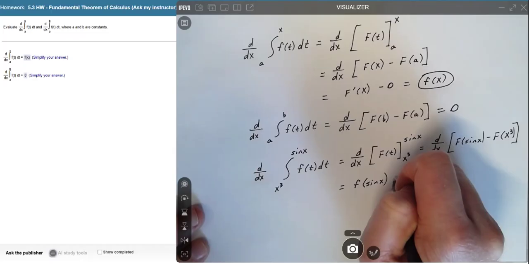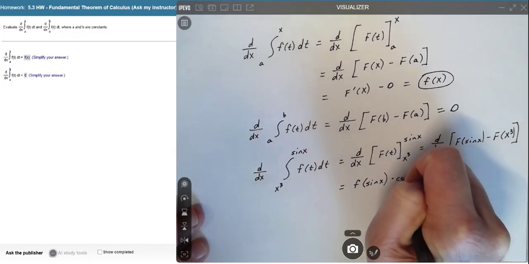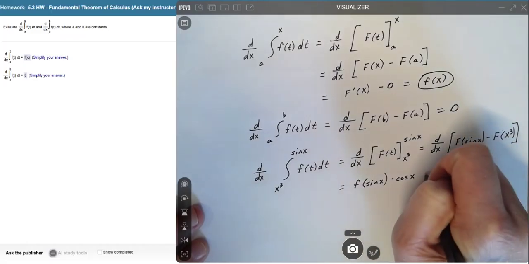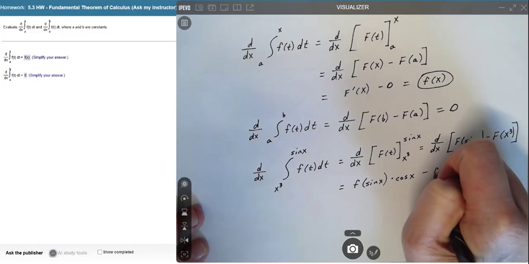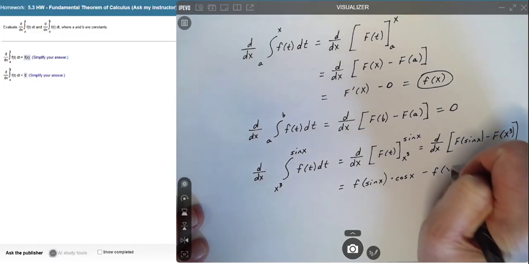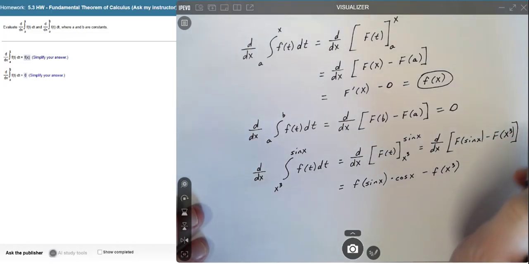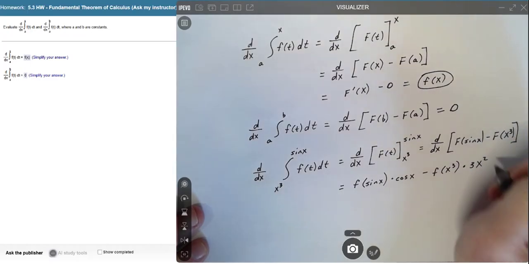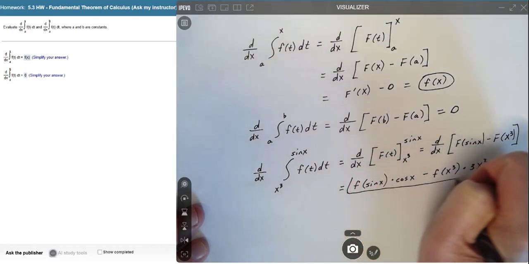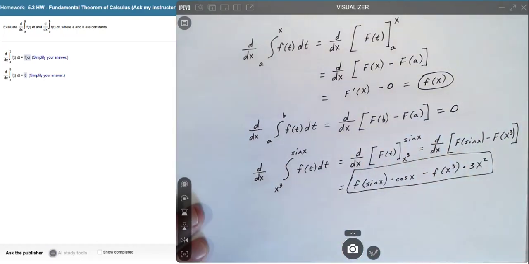So for this one, I would say times the derivative of sine, which is going to be times cosine, and then minus our lower limit, which would be the original function evaluated at x cubed, times the derivative of what we plugged in, 3x squared. That would be my final answer there.